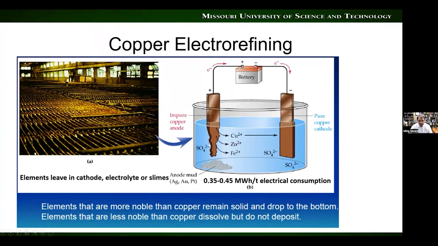One of the important things in electrorefining is that the impurities that are in the original anode, which is about 99% purity, will then either enter the electrolyte or will stay solid and become anode mud or anode slimes. These anode slimes are valuable because this is where the gold and the silver and the platinum end up. This process is fairly low in energy intensity, only about 0.4 megawatt-hours per ton of copper produced.